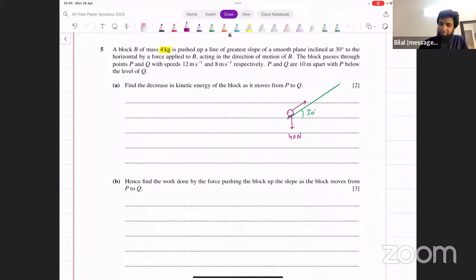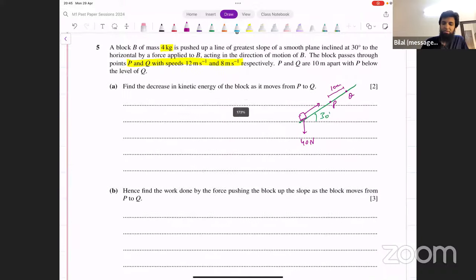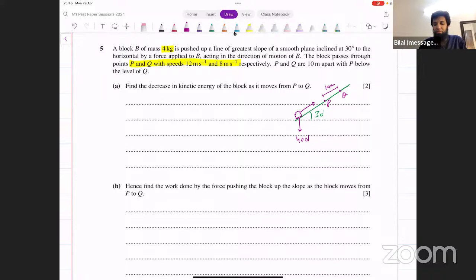The force is acting in the direction of motion of B, so there's a force acting in this direction. That's what they're saying. The block passes through points P and Q with speeds 12 meters per second and 8 meters per second. So there's this point P, let's say, and there's this point Q, and we are given the speeds at those 2 points. P and Q are 10 meters apart, with P below the level of Q. So this distance from P to Q is 10 meters. Find the decrease in kinetic energy of the block as it moves from P to Q.